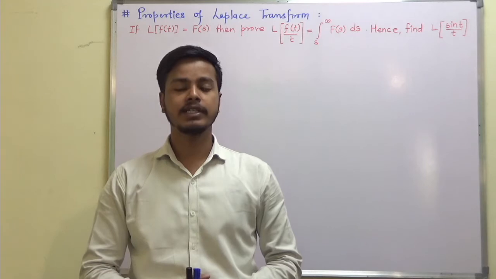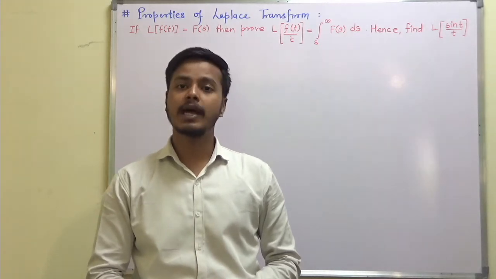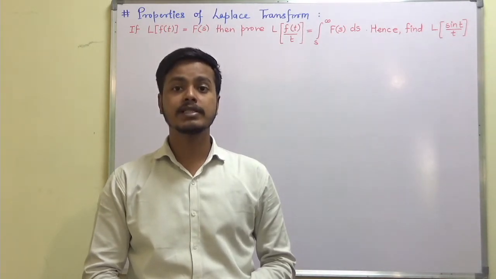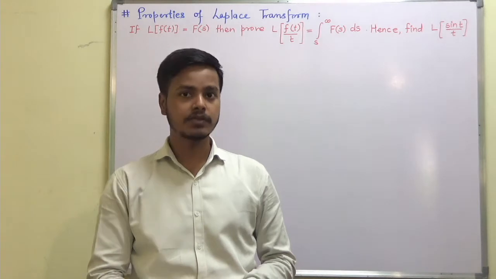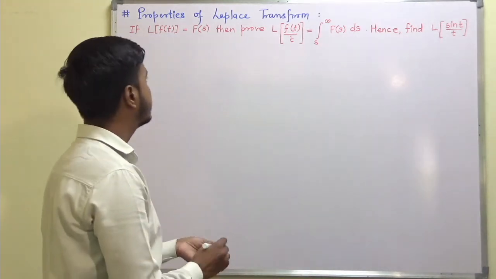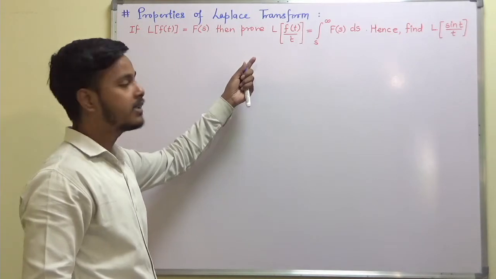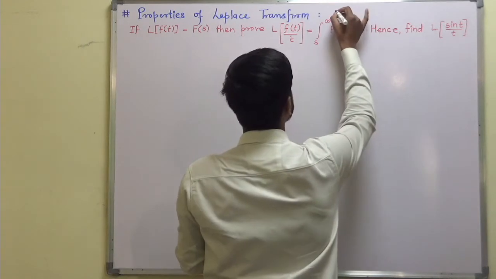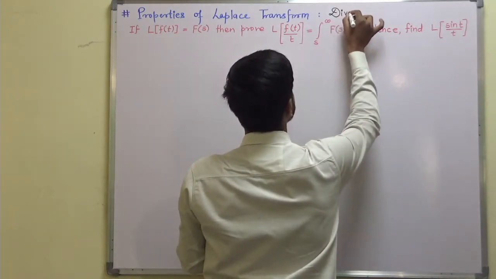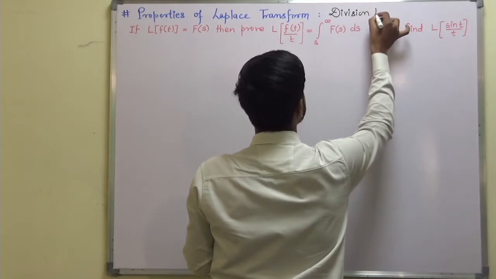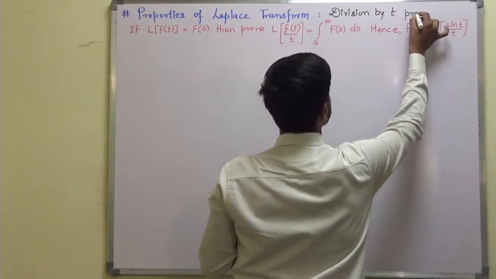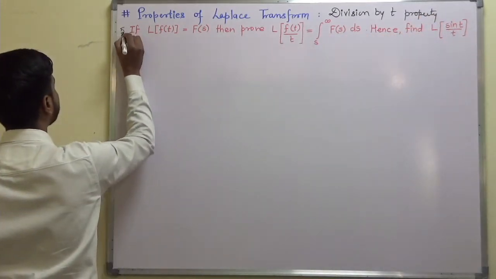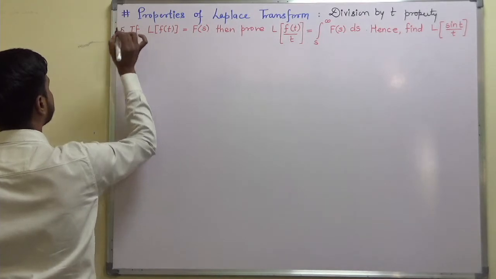Till now we have discussed four different properties of Laplace transform, and in this video we are going to discuss the fifth property of Laplace transform, which, as you can easily see from the result, is the function divided by t. So this is the fifth property, the division by t property. And this is the fifth one that we are going to take.